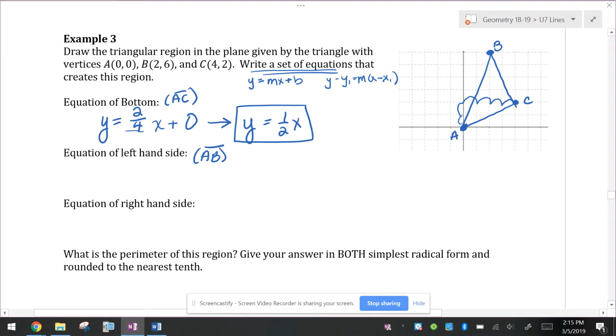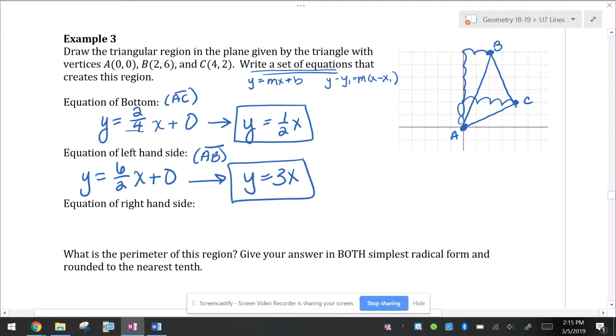And then if I want the left-hand side, that's going to be AB. I'm going to still start at 0, but to get from A to B, I go up 1, 2, 3, 4, 5, 6, right 2. So it's going to be y equals 6 over 2 x plus 0, which is y equals 3x. And then last but not least, for what do I need? The right-hand side, which I'm going to call BC. I don't have a y-intercept.